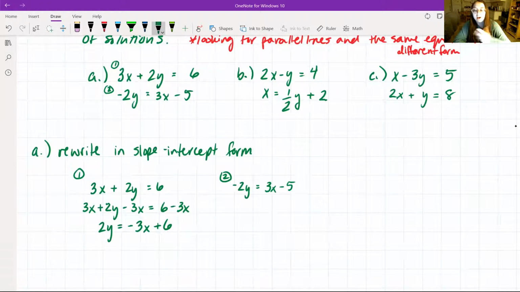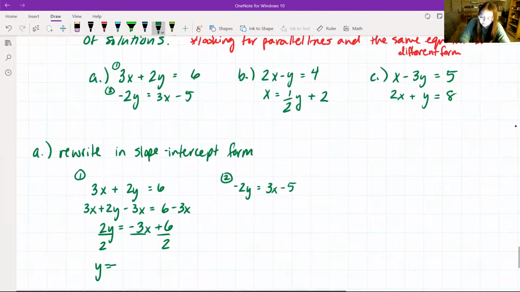Since we're solving for y, we just want to divide each term now by 2 so we can isolate y. And this is going to give us y is equal to negative 3 halves times x plus 3. So this is our equation 1 in slope-intercept form.